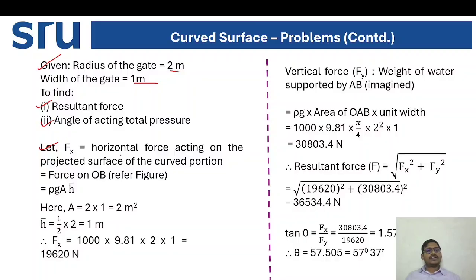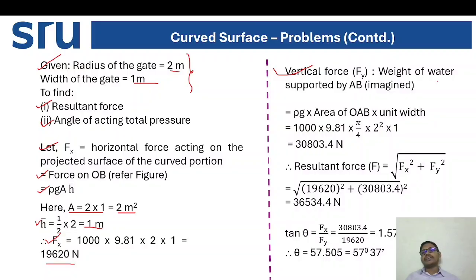Let Fx be the horizontal force acting on the projected surface of the curved portion. The force on OB is rho g A h bar. Here A is 2 into 1, where we can see that this is 2 meters. h bar is half into 2, that is 1 meter. And Fx is nothing but 1000 into 9.81 into 2 into 1, that is 19620 newtons.